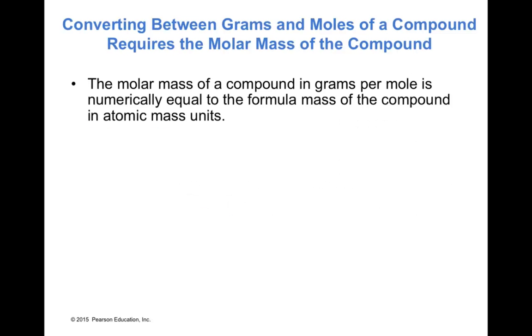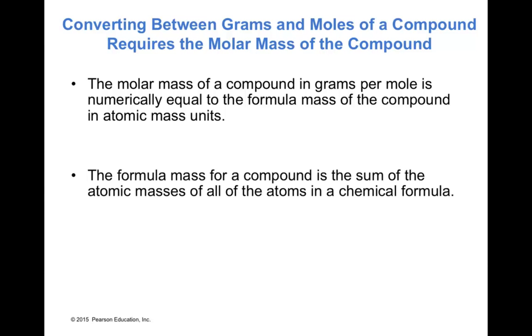So the molar mass of a compound in grams per mole is numerically equal to the formula mass of the compound in atomic mass units for ionic compounds. The formula mass for a compound is the sum of the atomic masses of all of the atoms in a chemical formula.